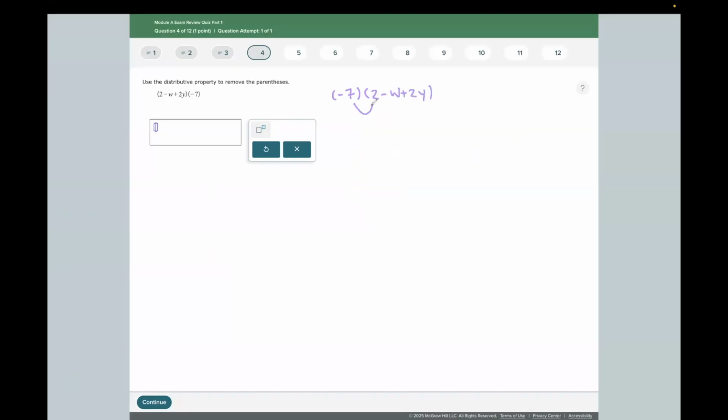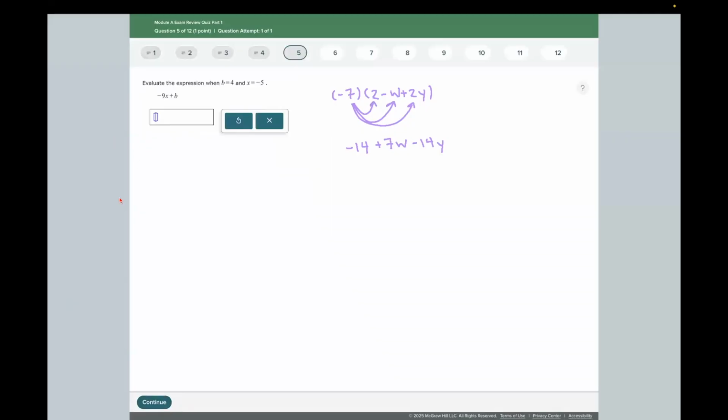I'm going to distribute, so it'll be -7 times 2 is -14. -7 times -w is positive 7w. And then -7 times 2y is minus 14y. So that's going to be our answer. We'll go ahead and type that in. We have minus 14 plus 7w minus 14y. Let's keep going. Continue.